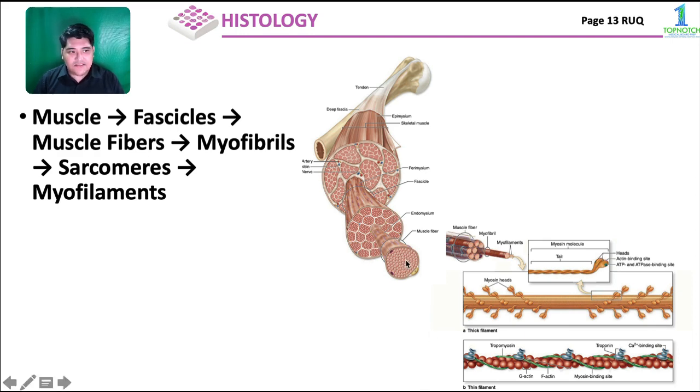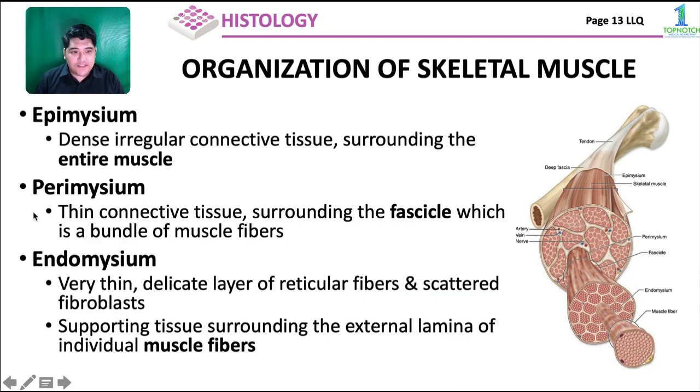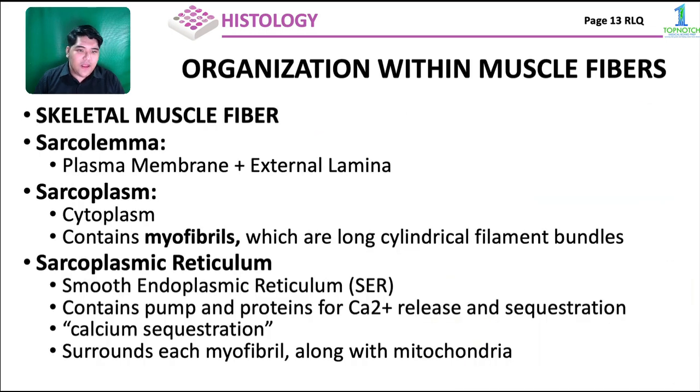Okay, so what is the organization? You have your big muscle, and in your big muscle, you have your fascicles. Your fascicles are made of muscle fibers. Your muscle fiber is made of myofibrils. The component of your myofibril is myofilaments. Remember, your fascicle is a bundle of your muscle fibers. What again covers the bundle of muscle fibers? It is your perimysium. Okay, fascicles.